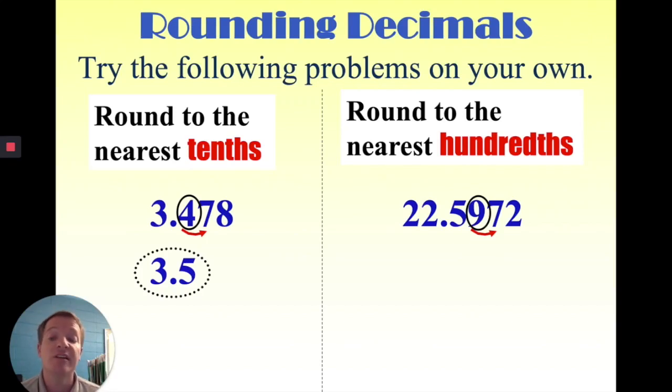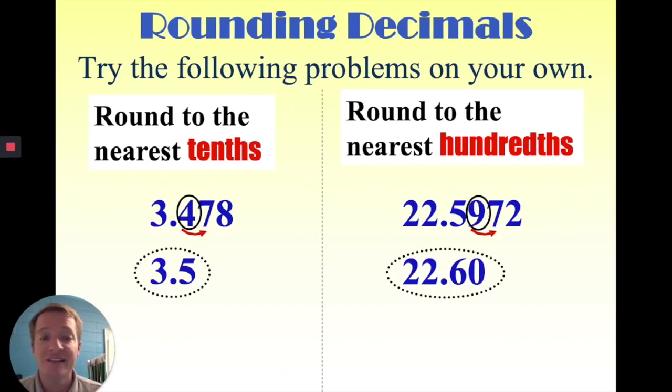Now, this is where it's going to get tricky because we're going to have to trade over. 9 is going to become 10, but I can't have 10 in one place value. So that's going to become a 0, and we're going to carry our 1 over to the 5. So when we add 5 plus 1, we get 6. So you're going to end up with 22 and 60 hundredths because 59, the next number up, is 60.